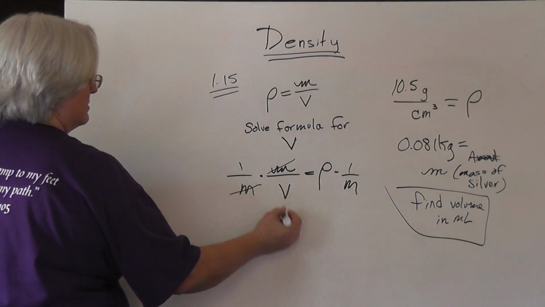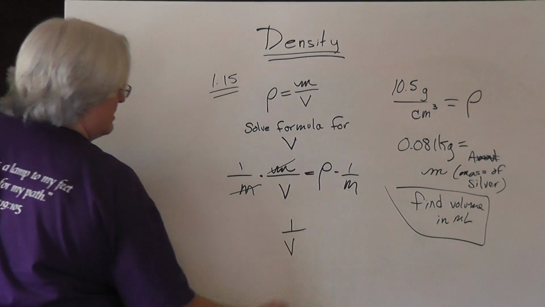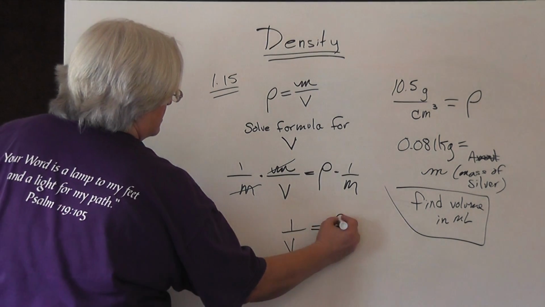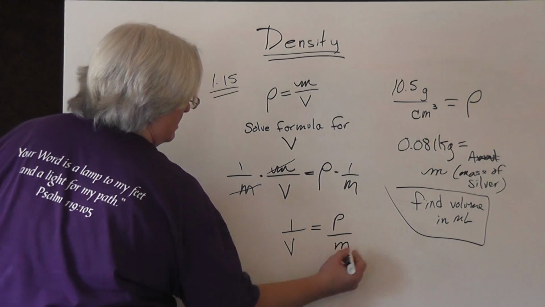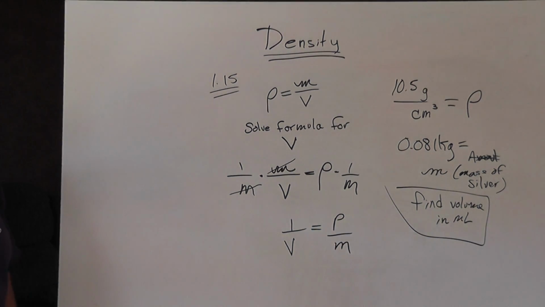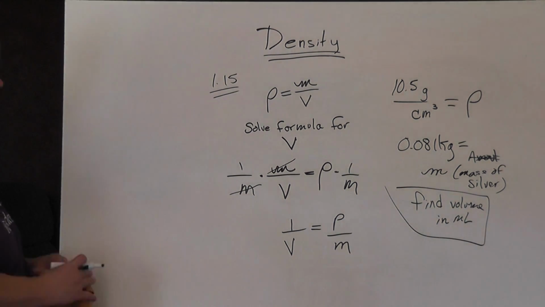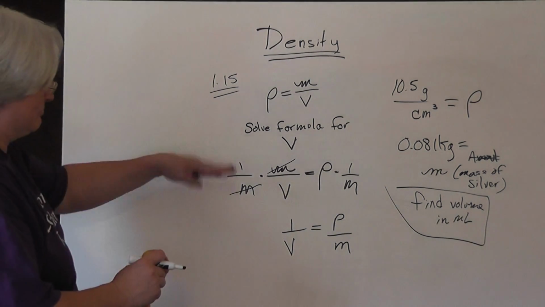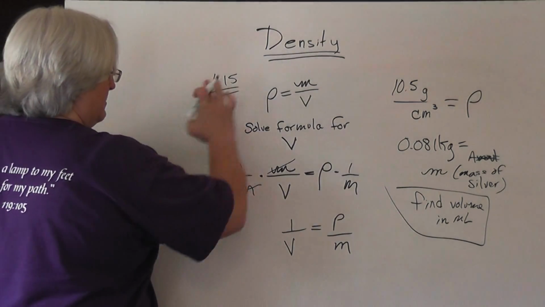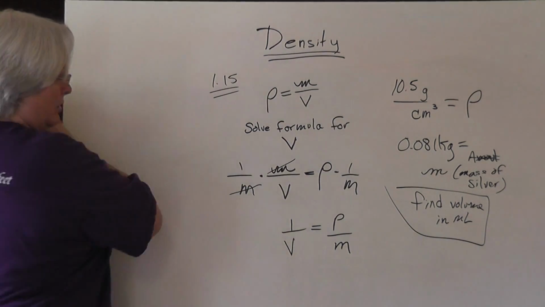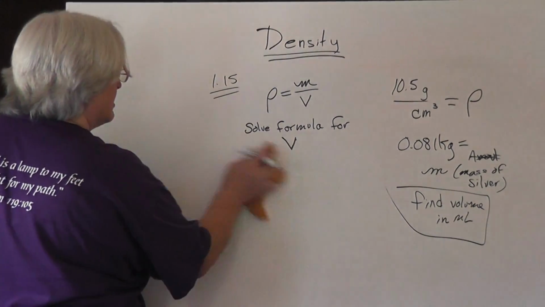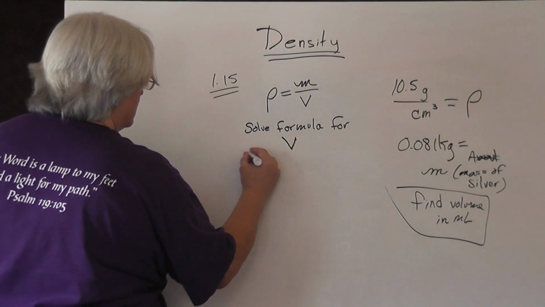Your m's cancel, but we have this mess here that has the volume in the denominator is equal to rho over m. Just multiply the 1 over v by the reciprocal. So, yes, we can. What I want to do here, though, is erase this mess and say, see, we're multiplying by the reciprocal, and it will work. But if you don't know this yet, we're going to learn this because cross-multiplying is so helpful.